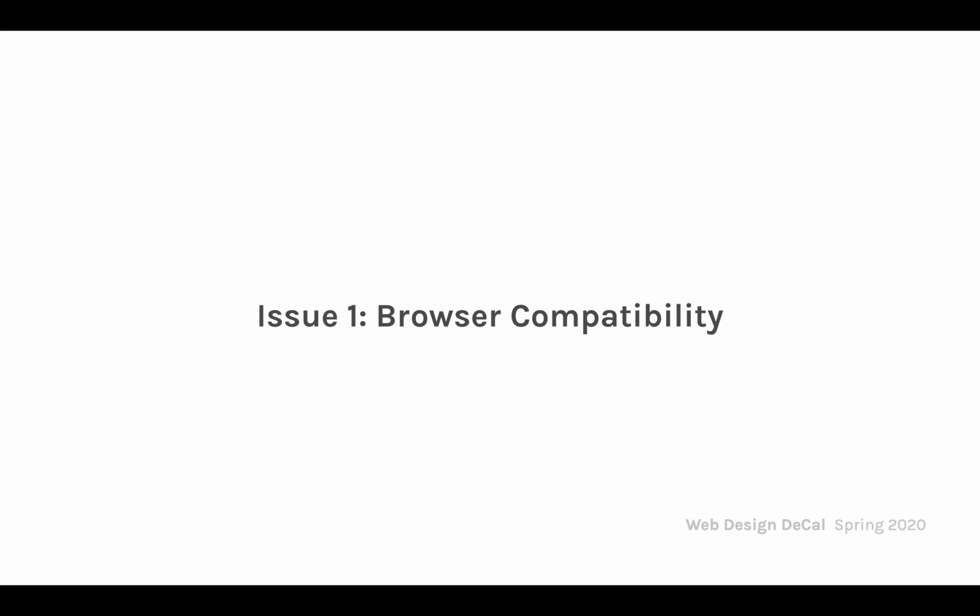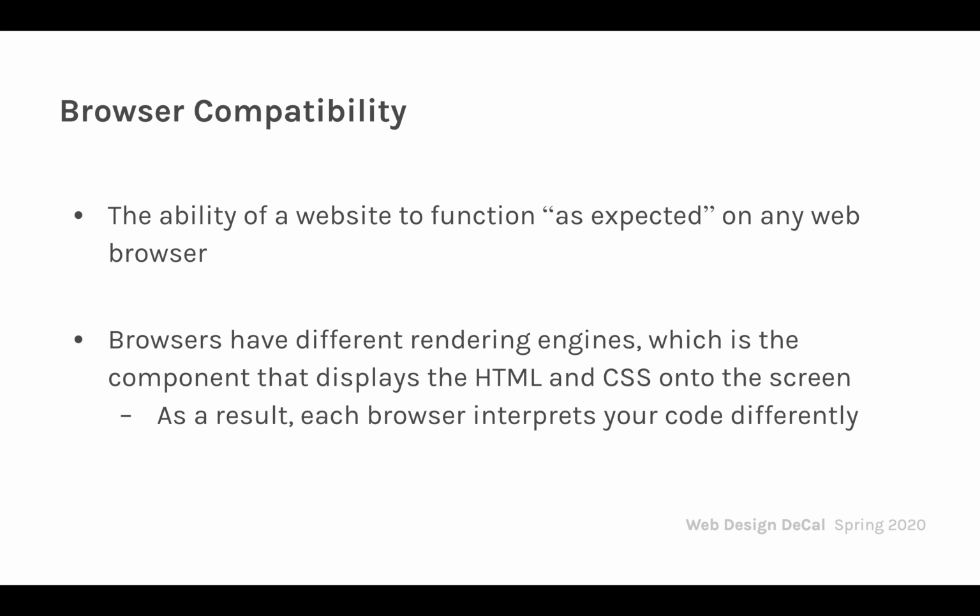So issue 1, browser compatibility. I've already touched upon a little bit of rendering engines and different kinds of browsers, but basically browser compatibility is the ability of a website to function as expected on any web browser. Like I said before, browsers have different rendering engines, and this is just a reiteration, but basically each browser sometimes can interpret your code differently.